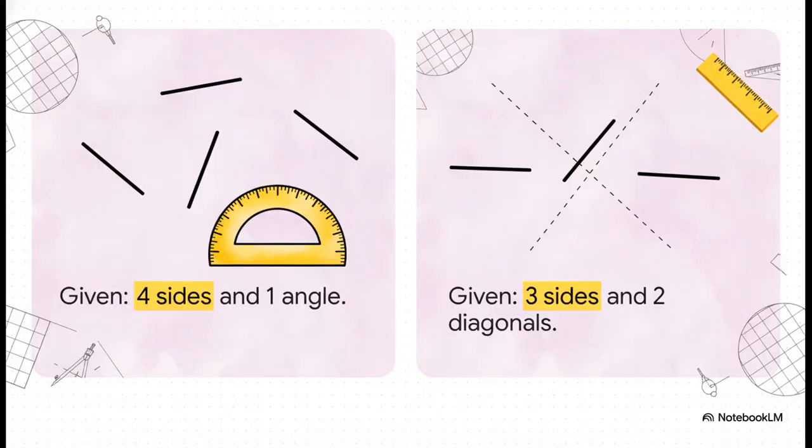Think of your given measurements as your ingredients. Notice how differing constraints drastically change the recipe. If we're given 4 sides and one angle, our approach is vastly different than if we're handed a puzzle made up of 3 sides and 2 intersecting diagonals. Depending on exactly what measurements you're handed, your step-by-step drafting strategy changes completely. You really have to adapt your tools to the exact data you have.